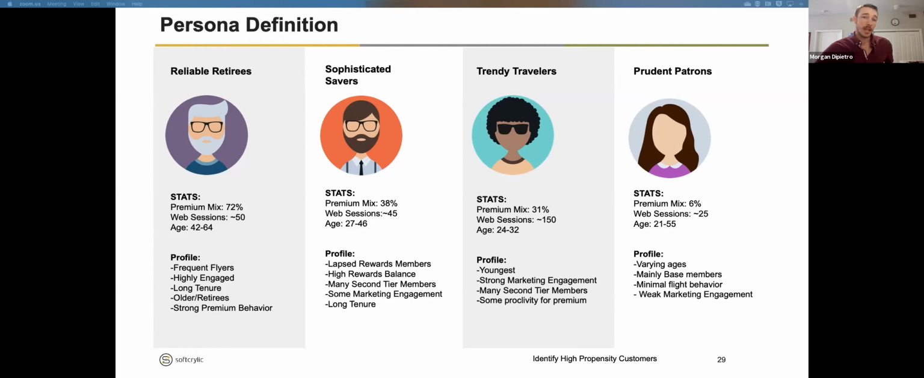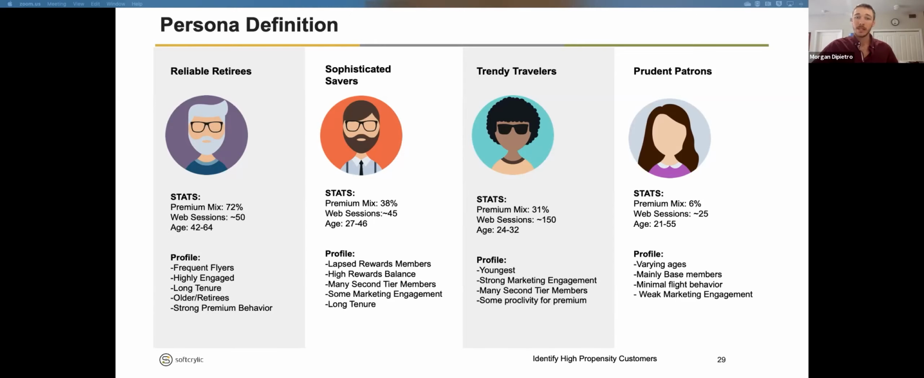We'll move over to the sophisticated savers. They're buying a little bit less of their products in premium. They're still about as engaged as the reliable retirees in digital channels, but they're quite a bit younger. It looks like in this profile we have a lot of lapsed rewards members. They've saved a lot of those rewards points, so we could maybe be looking to get some of those off our books. A lot of second tier members, they show some marketing engagement and they've been with us for quite a while. Now we have another group that was output, the trendy travelers.